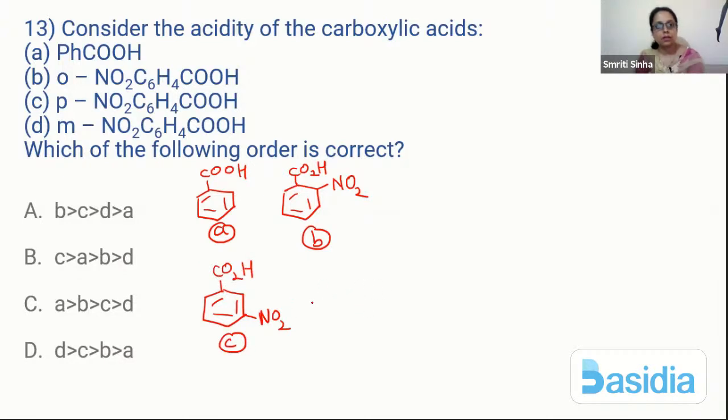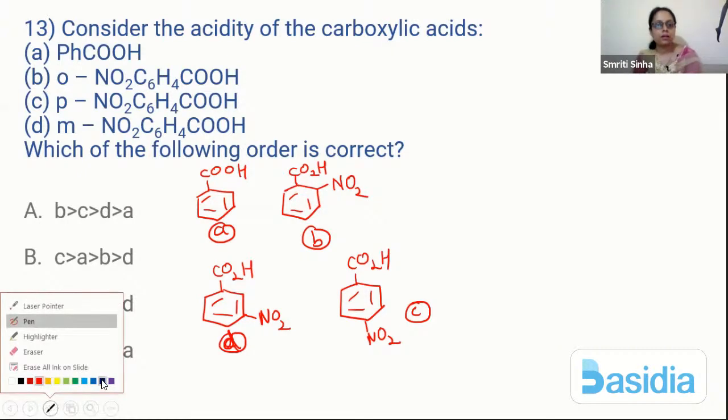And for next, sorry, this is D. This is meta for D. And for C, it is para-nitrobenzoic acid. That is C. So this is C. Now, which one is the most acidic?